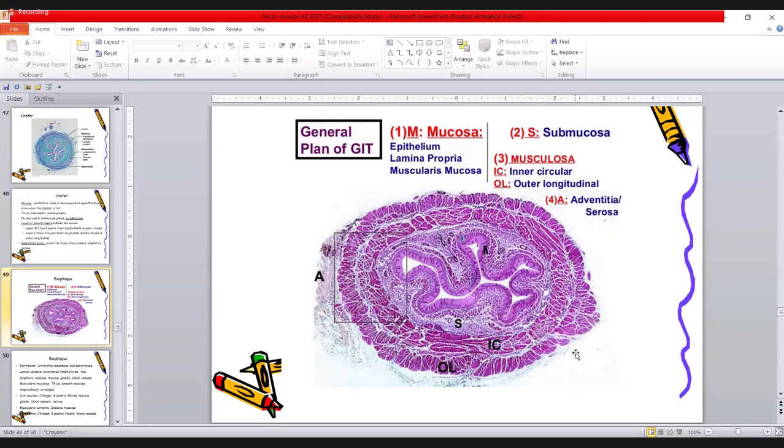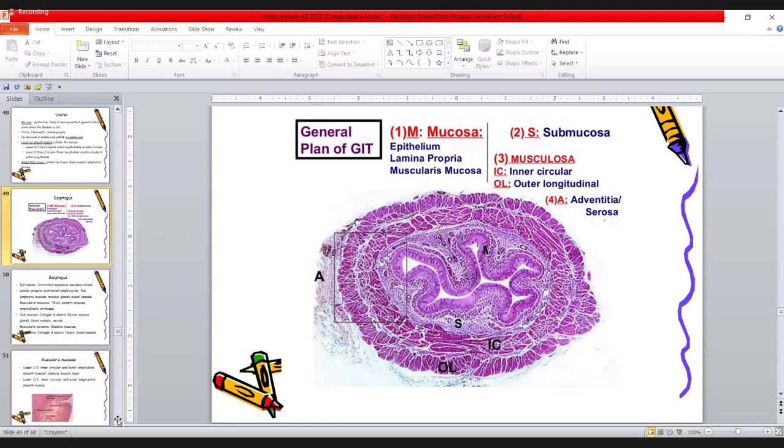So those are the layers. Okay, I'll ask a question outside this, but relevant to the esophagus as well. You said in the submucosa you have mucus glands, right? Agreed? Yes. Tell me how you differentiate a mucus gland from a serous gland.